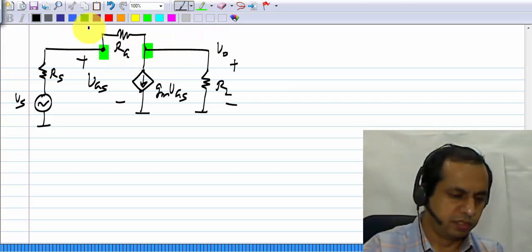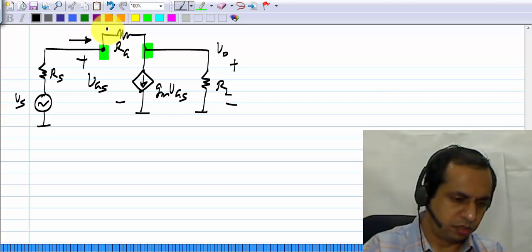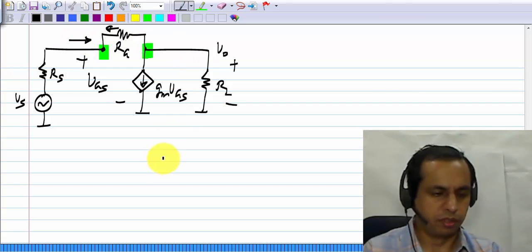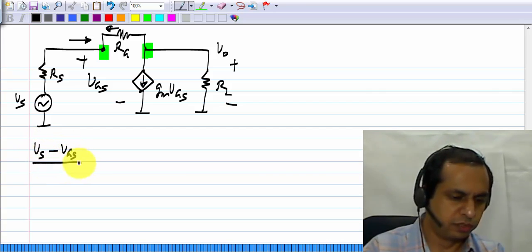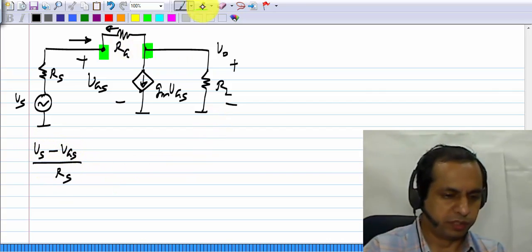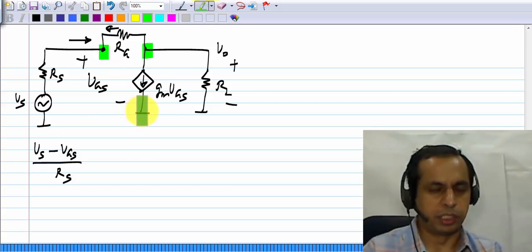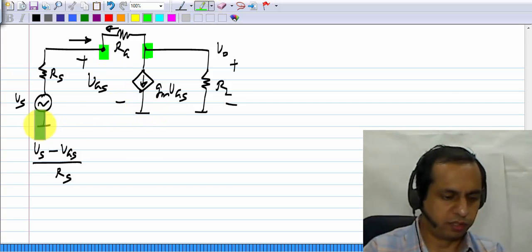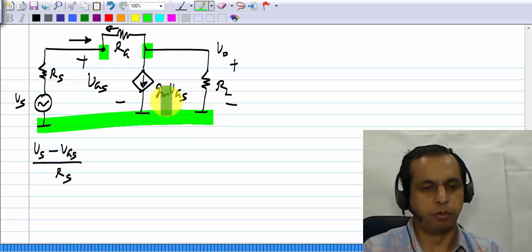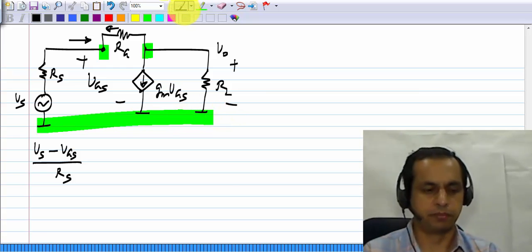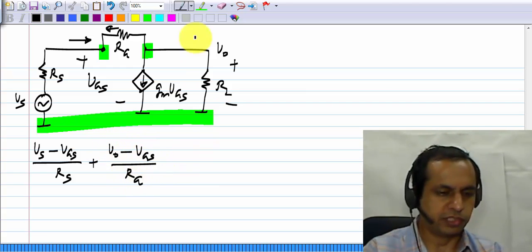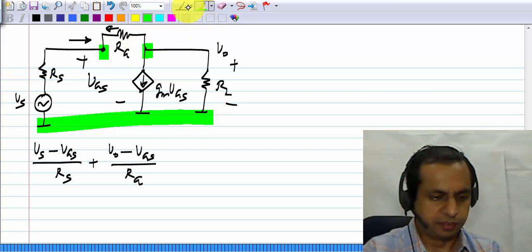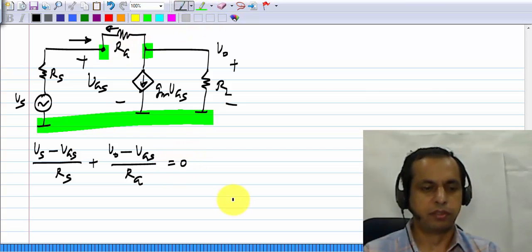That is the total current flowing into that node. Current flowing in RS is Vs minus VGS by RS. By the way, this VGS is also measured with respect to ground because the source is grounded. Okay, so be careful about that. That may not be true in all circuits. Plus VO minus VGS by RG, which is the current flowing through RG. This is equal to 0.